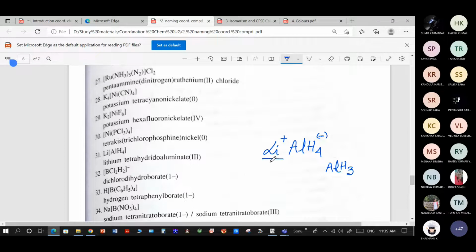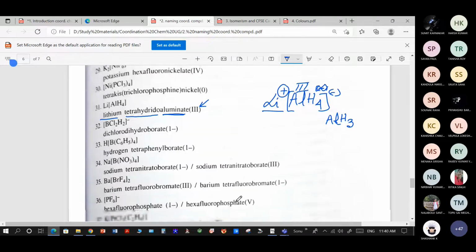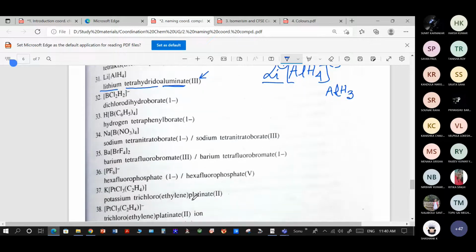So lithium you first have to name, and then there should be a gap. So this is the cation. Then tetrahydrido or tetrahydro aluminate. Why aluminate? Because as a whole this one has a negative charge. Because of this reason you have to write aluminate. And then what is the oxidation state? +3. If it is +3, then you require another plus, because you have 4 minus charges. So you have to just remember this for naming the different complexes.